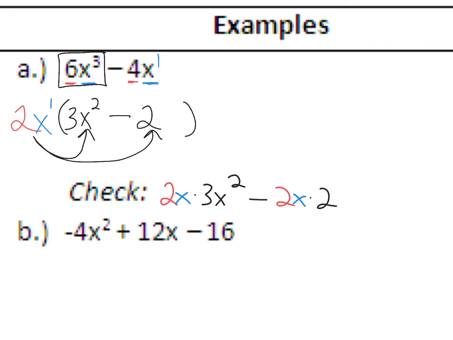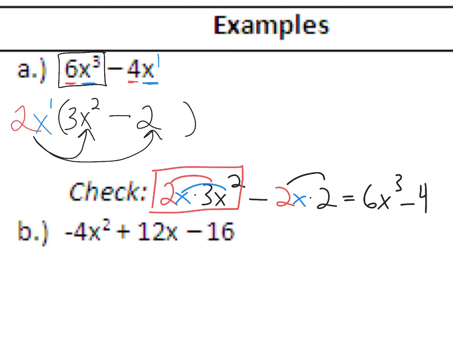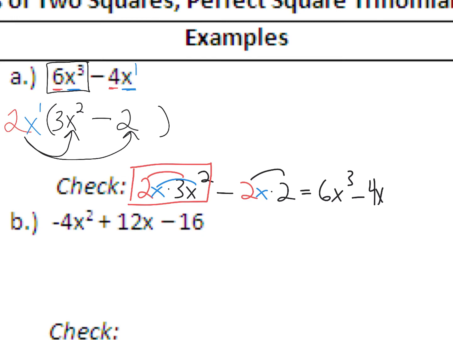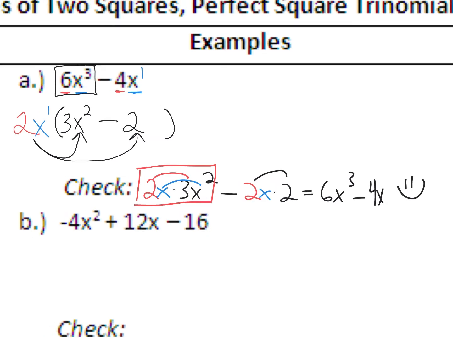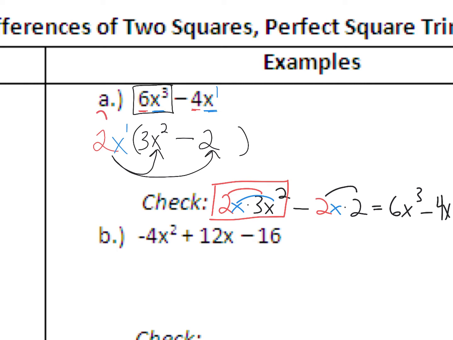If I work out this front case, 2 times 3 gives me 6, and x times x squared gives me x to the third. That's a happy case. Bring down my minus, and then 2 times 2 is 4, and I just had 1 x there. That matches the original problem. You see that? So we're happy campers. We know that the answer to this problem is this right here. So I have my GCF factored out.